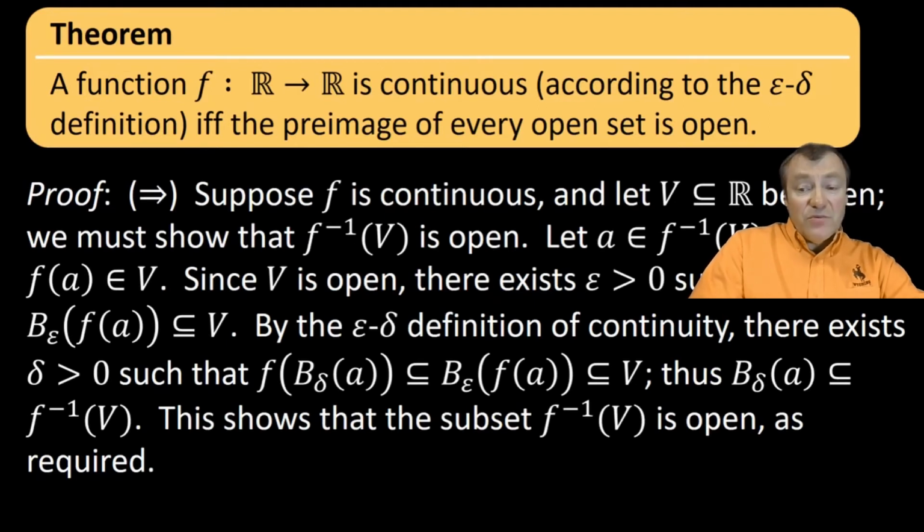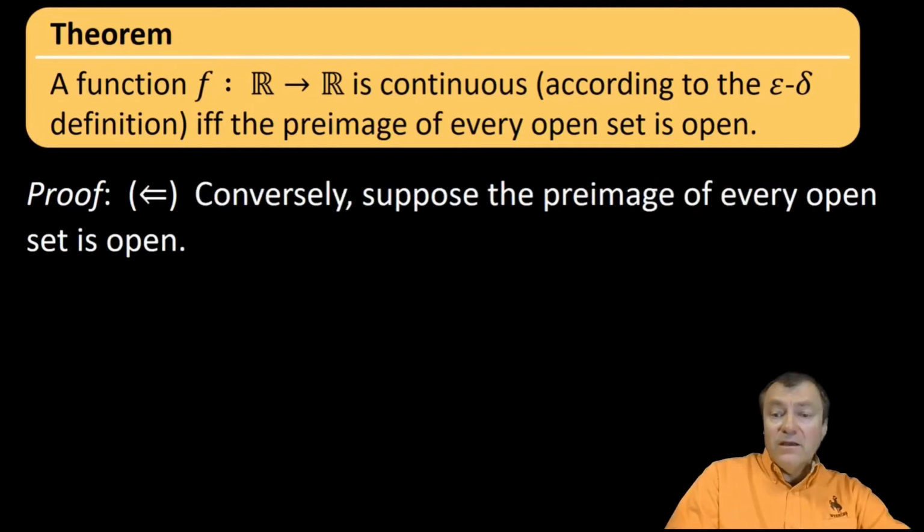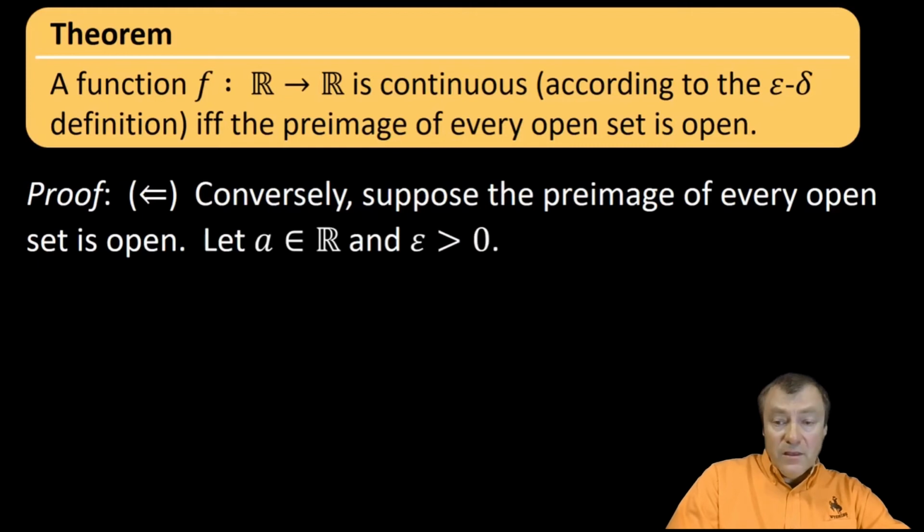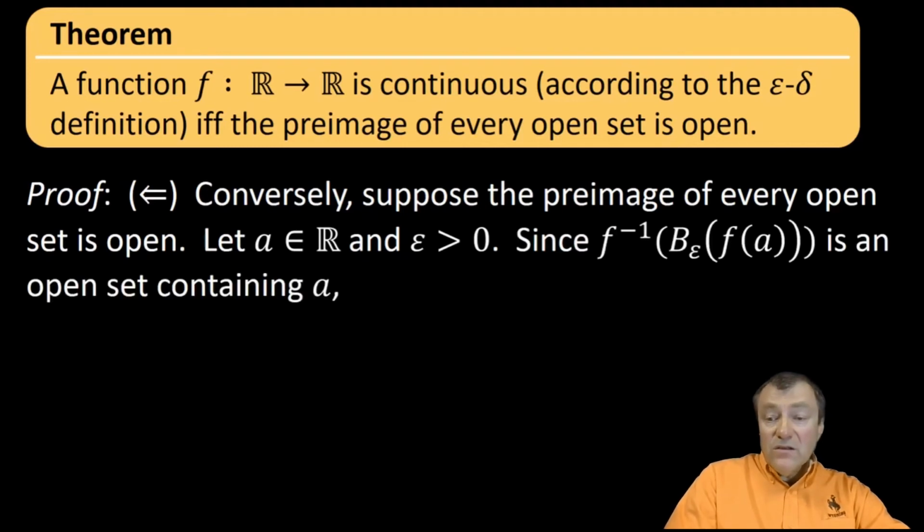We just showed that the preimage of every open set is open. This proves the theorem in the forward direction. Now, for the converse, suppose that the preimage of every open set is open. Let A be any point in the domain, and let epsilon be positive. Consider the epsilon ball around f of A. This is an open set containing f of A, so its preimage is an open set containing A.